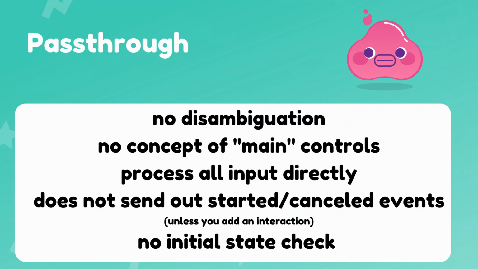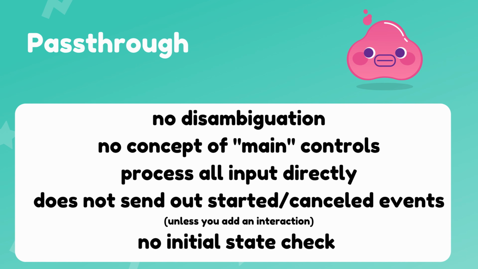Alright, and now for the last one, which is pass-through. The main difference between pass-through and value, they're very similar, except that pass-through does not use disambiguation, and it doesn't have a main control. So let's say the user has two controllers, and they just happen to be using both controllers at the same time, moving the same joystick. Then the pass-through action type would send out two different events, one for the first joystick and one for the second joystick. Whereas value would only send out one event on that frame. It would just determine which one has the greatest magnitude and deem that as the main control.